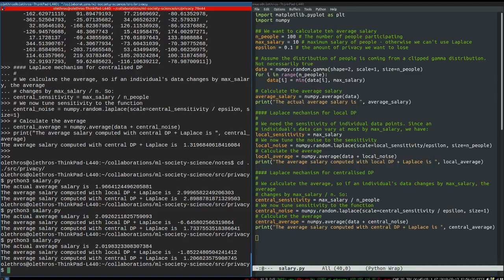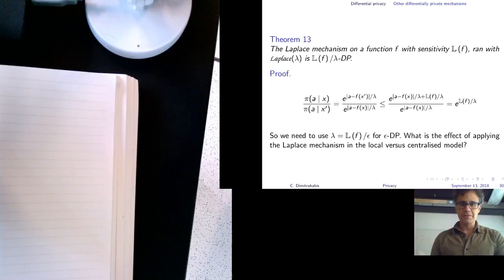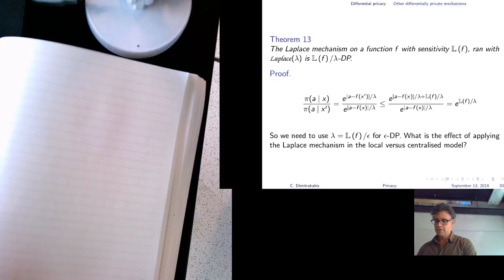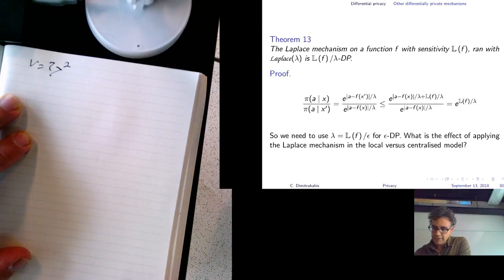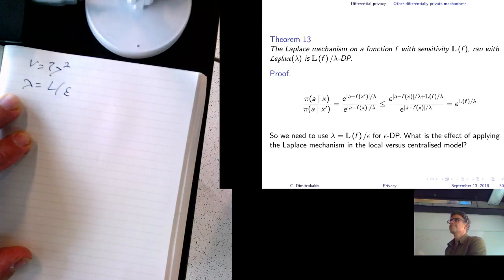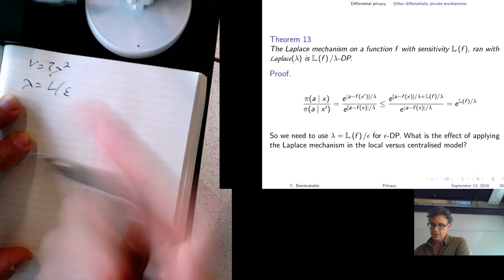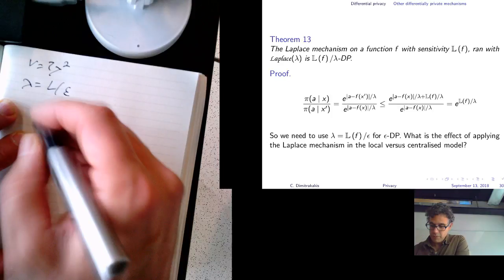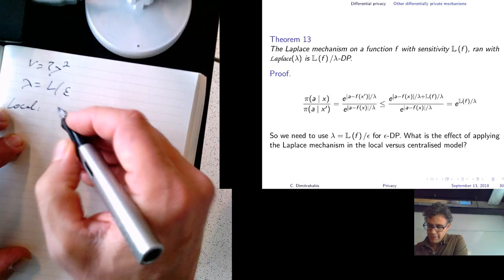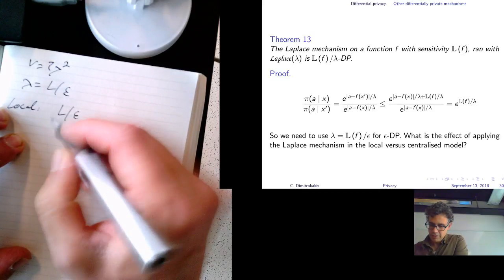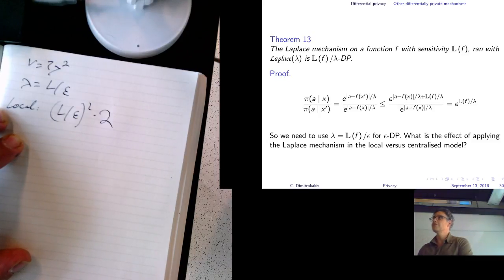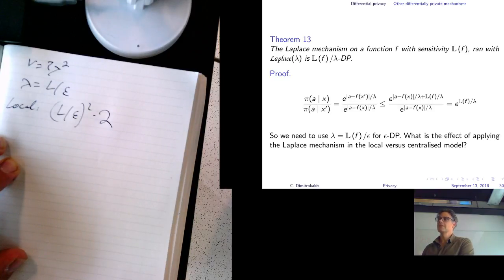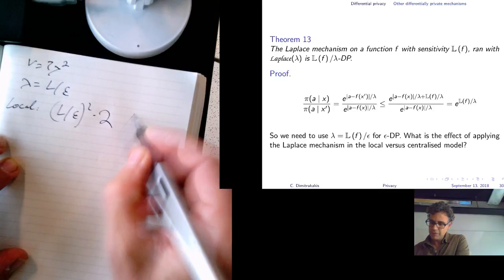Now, why is that? Well, if you do a quick calculation, it doesn't have to be very precise, you will see that the variance of Laplace is 2 lambda squared, and lambda has to be sensitivity divided by epsilon. So in the local model, we have L divided by epsilon, squared, times 2. That's the variance we have for each one of these. But we are averaging all of them, so divide by n.